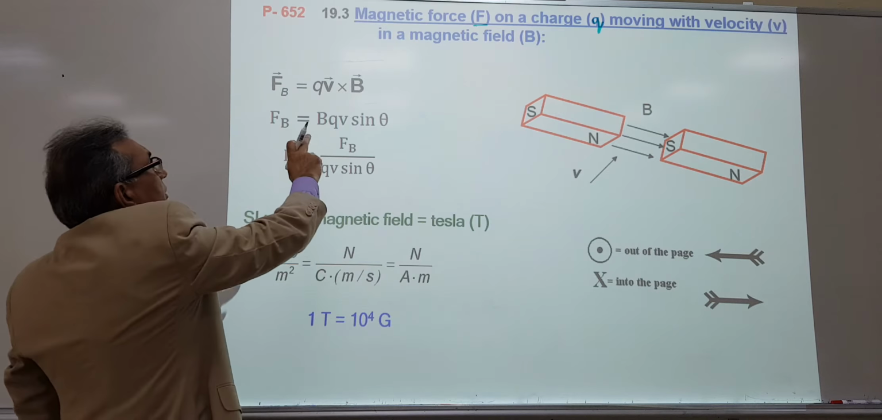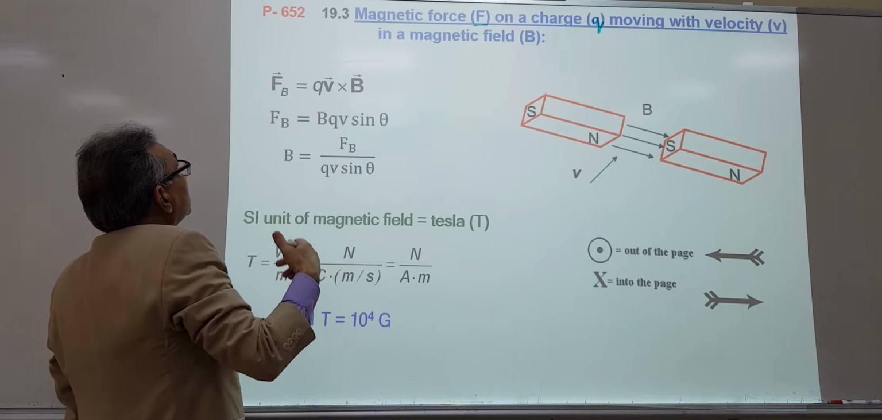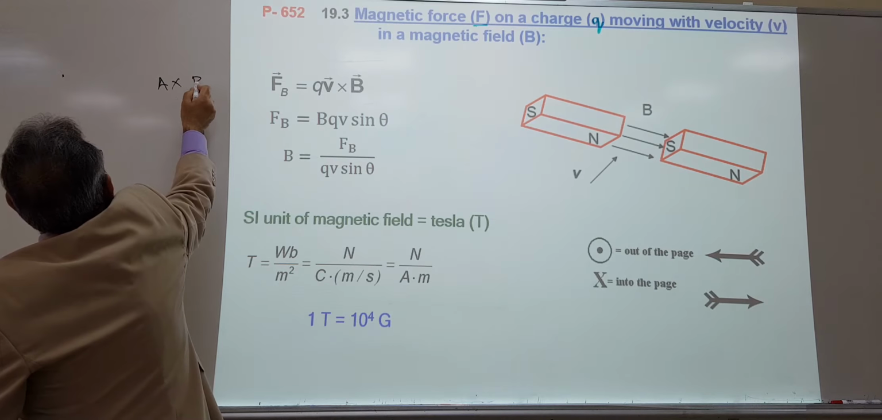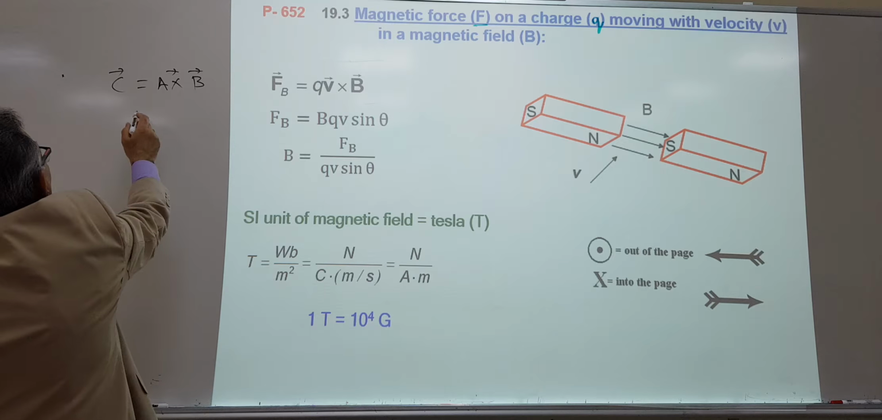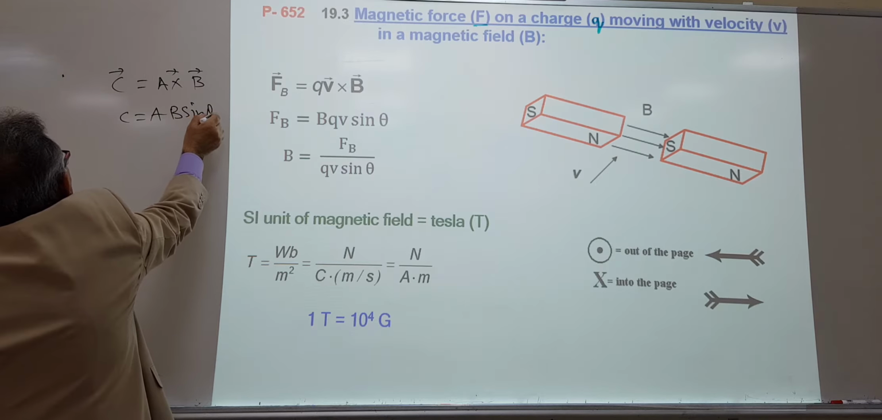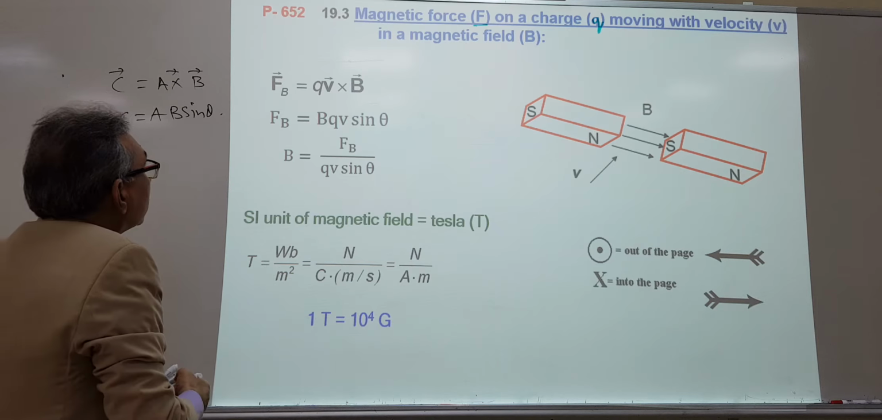You might have done in chapter number 3, vectors and the cross product of vectors. If you remember, A vector cross B vector is equal to some other vector C, and its magnitude we did as AB sine theta. This is the magnitude, and the direction is by the right hand rule.